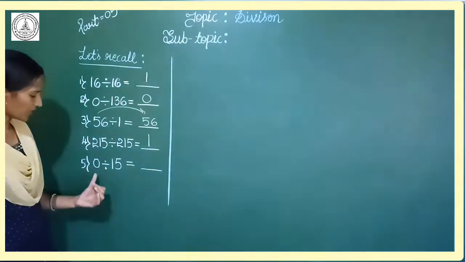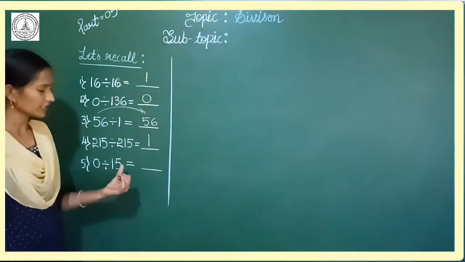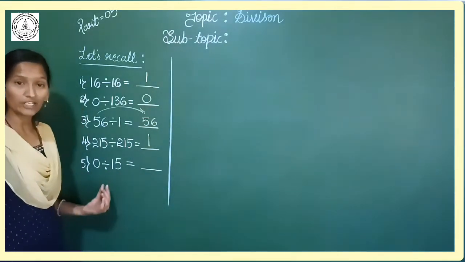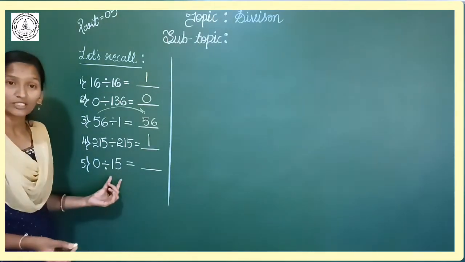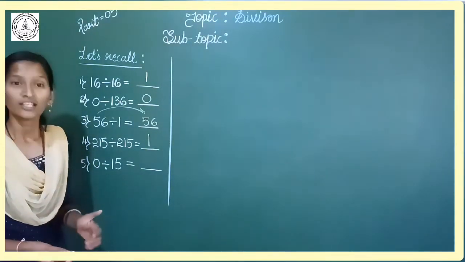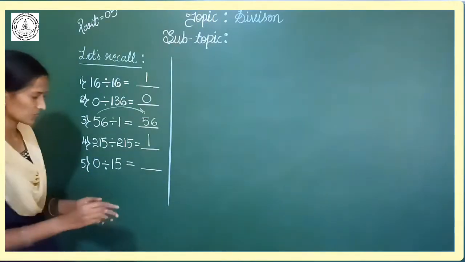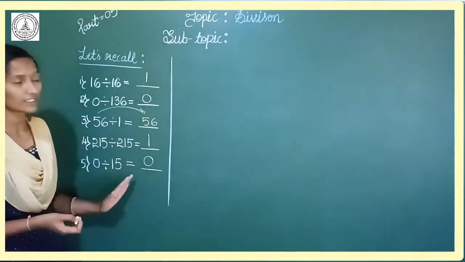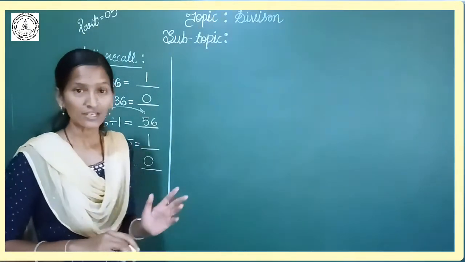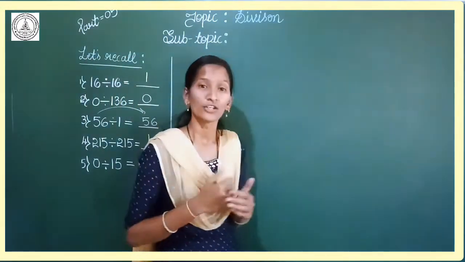Come to the last one: 0 divided by 15 is equal to dash. 0 divided by any number, not only 15, any number, what is our quotient? The quotient is 0, so write down 0 here. So this is about our previous class. Now come to today's new concept.